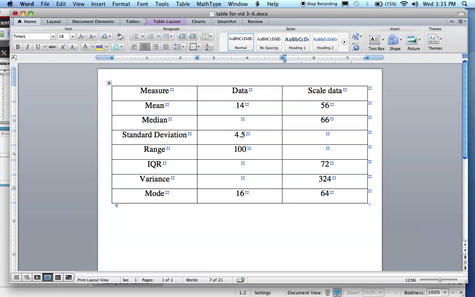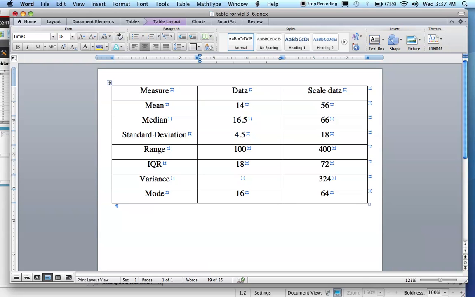Going the other way, if it's 66 and it's the median, you would divide by 4. If you divide that by 4, this would get shrunk down to 16.5. Multiply this by 4, and this turns out to be 18. The range is 4 times as big, 400. The IQR, if this is 72, divide that by 4. What is that going to be? Well, it should be 18.